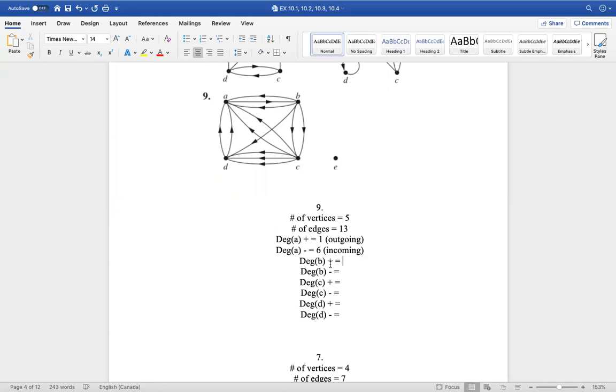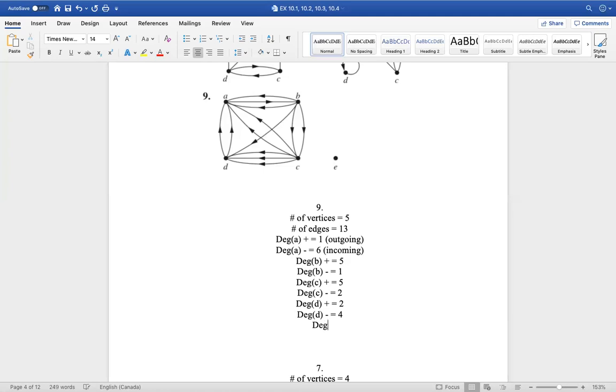So we have the degree of B that is outgoing. The number of edges going away from B, 1, 2, 3, 4, 5. Five. The degree of B incoming is only 1. For C, the outgoing is 5 and the incoming is 2. For D, we have the outgoing as 2 and the incoming as 4.